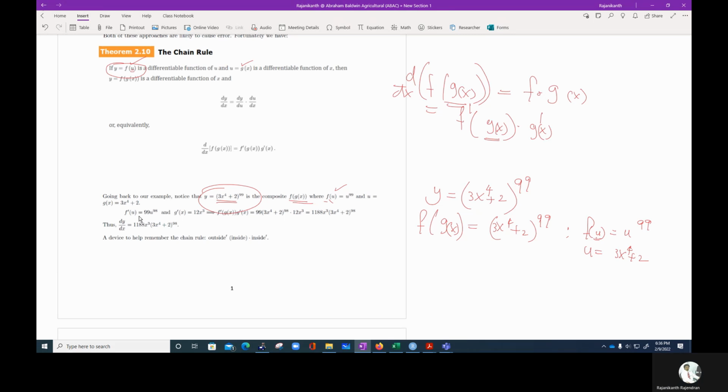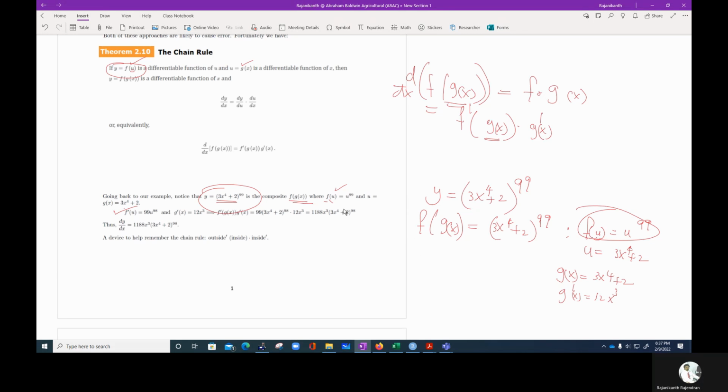So look at the steps here. First, you need to find the f function derivative. The f function is here in terms of u. So the derivative of f with respect to u is going to be 99u^98 using the power rule, right? Then you know the g function, the inside function, g(x), that is 3x^4 plus 2. So you could find g prime as well. That is 12x cubed, right?